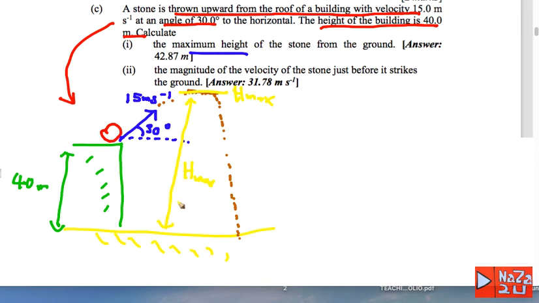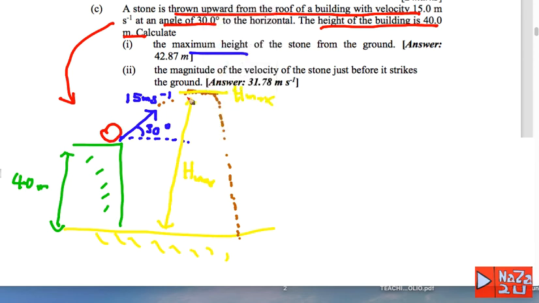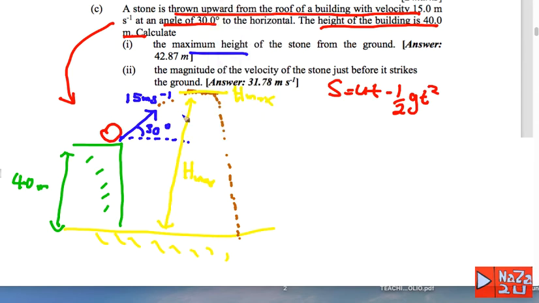Okay, so to calculate the H maximum, you can use the vertical motion, or y-axis. Looking at the equation, you can refer to s equals ut minus half gt squared. So now we consider the direction for the vertical only, from the top to the ground level. So we have u and s for y, right?